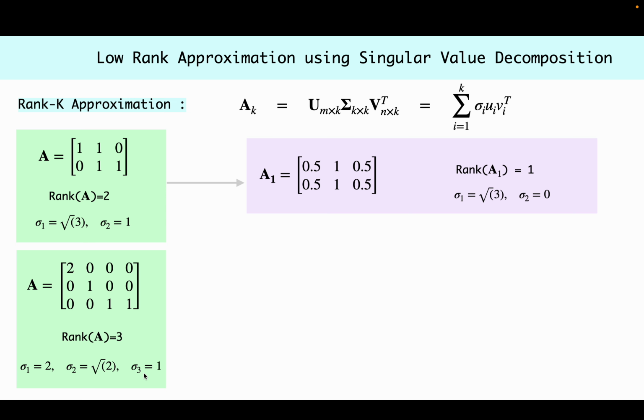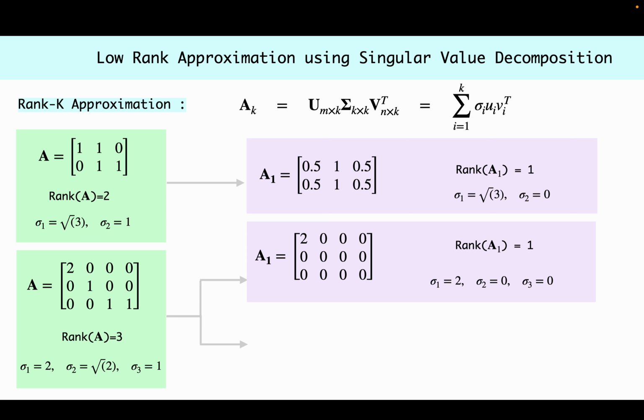So we have 3 non-zero singular values, and the best rank 2 approximation and the rank 1 approximation of this matrix will be as follows. This is the rank 1 approximation of the matrix computed using SVD by taking only the largest singular value, which is sigma 1 equal to 2, and keeping all other singular values as 0.